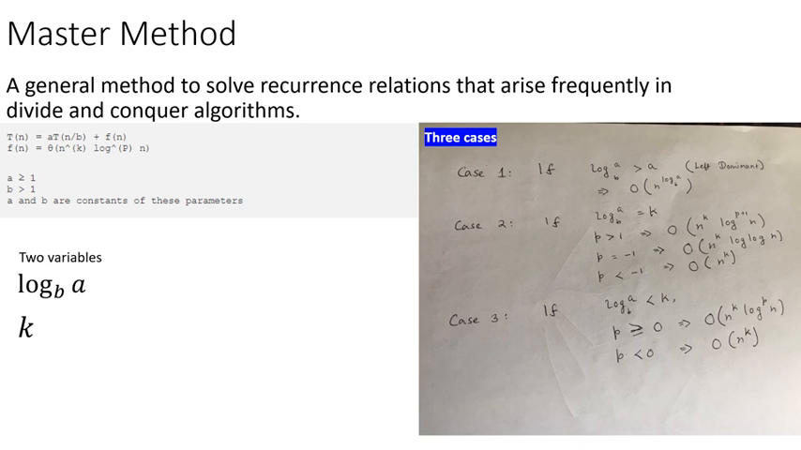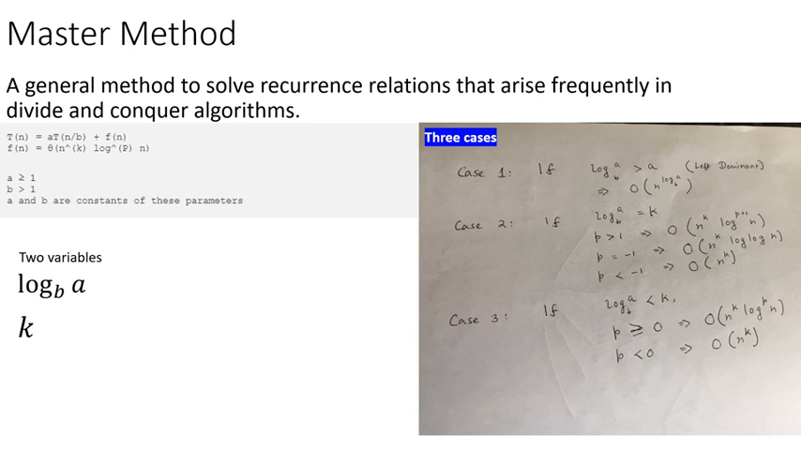Case 2 is if neither of them is dominant, log base b of a equals k, then there are three situations according to the value of p. If p is greater than -1, then we have time complexity O(n^k log^(p+1) n). If p equals -1, then we have O(n^k log log n). And if p is less than -1, then O(n^k).